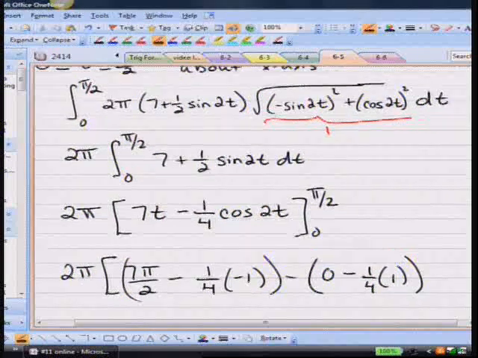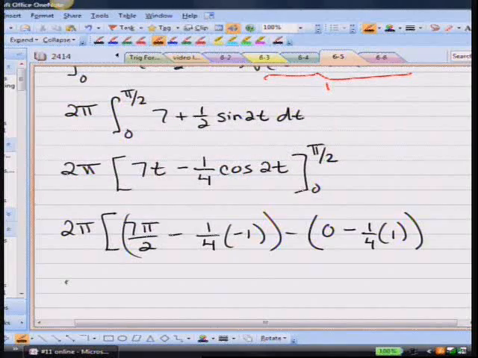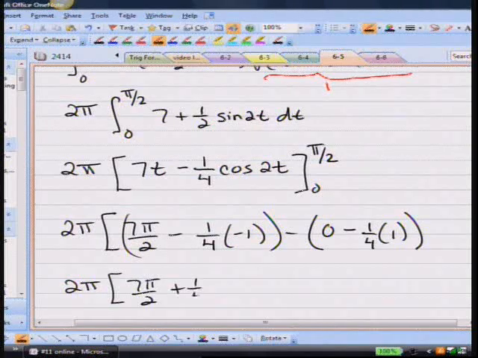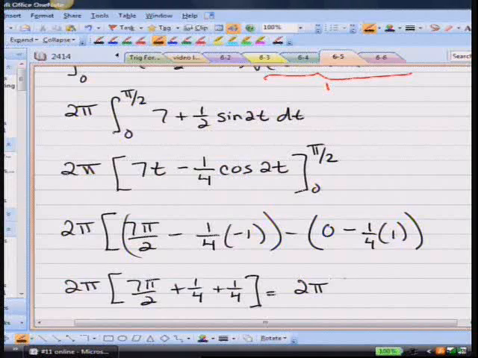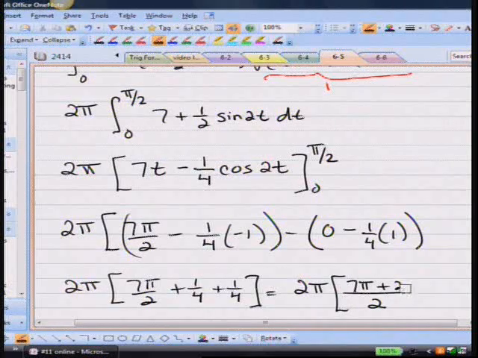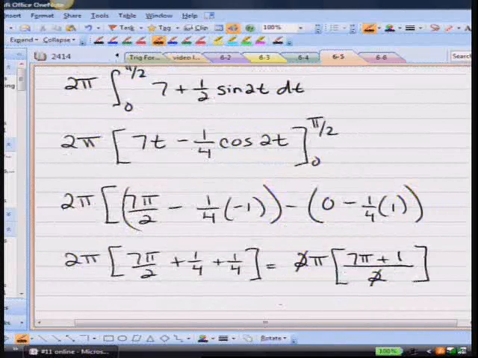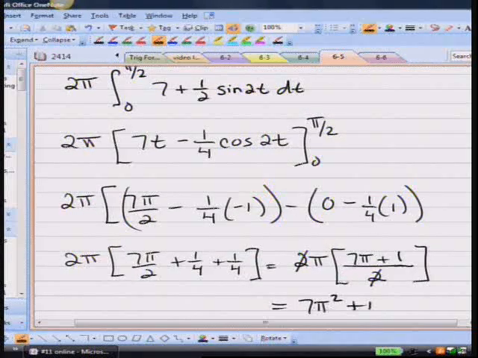Okay, and so you have 2 pi times, this is 7 pi over 2, this will be plus 1/4, and then here it'll also be plus 1/4. So this will be 2 pi times 7 pi, and 1/4 and 1/4 is 2/4 or 1/2, so 7 pi plus 2 divided by 2, right? Is that right? No, 7 pi plus 1, because this is 1/2, and that's 7. Okay, and so then these 2's cancel. So I get 7 pi squared plus pi.